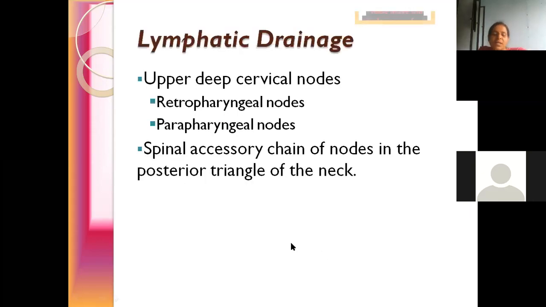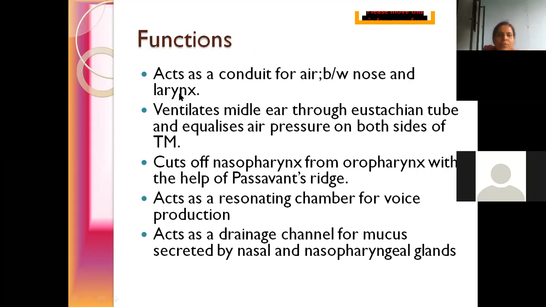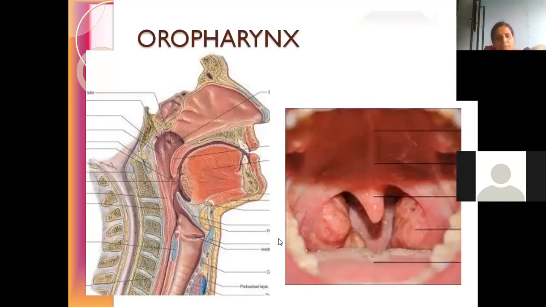Now coming to the lymphatic drainage of this nasopharynx region, it is draining into upper deep cervical nodes, retropharyngeal nodes, parapharyngeal nodes. Three names you can remember. The nasopharynx is found between the nose and larynx. It ventilates the middle ear because it has the eustachian tube connection, so that the air is moving from the middle ear to the nasal cavity. See, this is the uvula which I have been continuously telling.